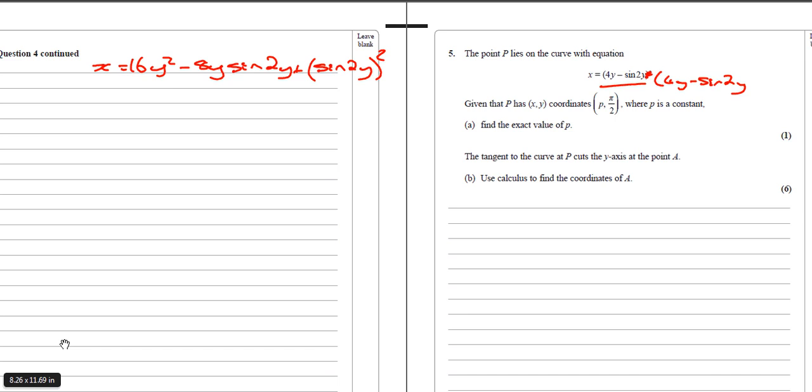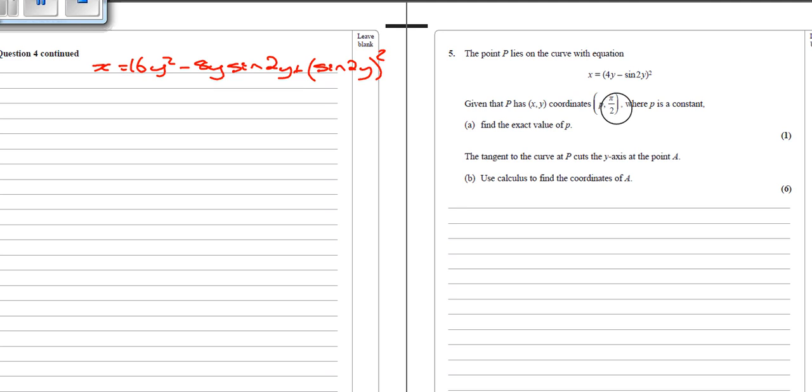Now, perhaps I didn't even need to do that. Perhaps I just jumped the gun, but usually that's the sort of question it asks. Let's have a look at this. So, given that P has x, y coordinates P and pi over 2, where P is a constant, find the exact value of P. So, we're told the y coordinate, there you go.